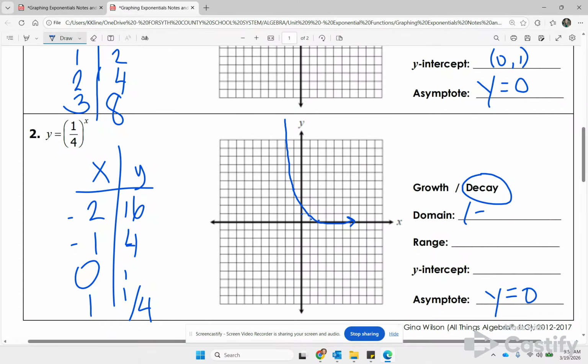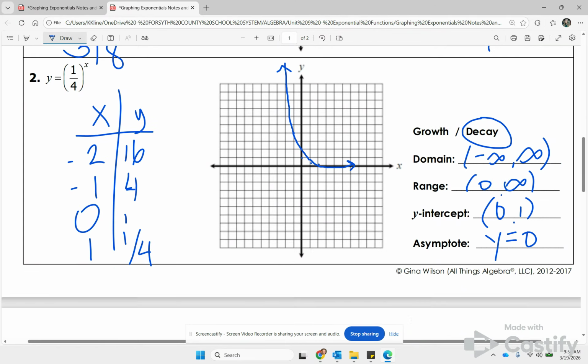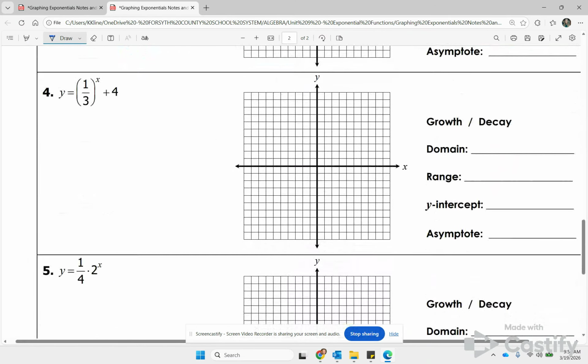The domain is once again negative infinity to positive infinity. And our range is actually still 0 to infinity because I'm still going up forever, even though I'm going up this way. And my y-intercept, you can see from the table here, is 0, 1. So you guys are doing that for all of your graphs here.